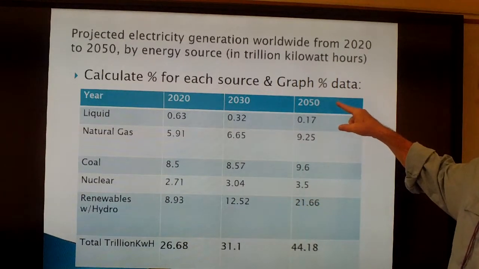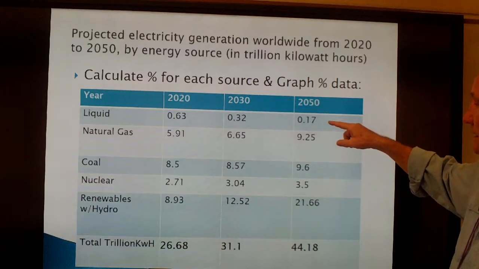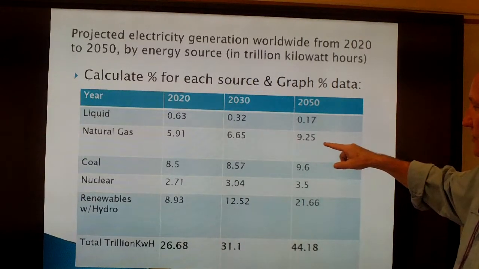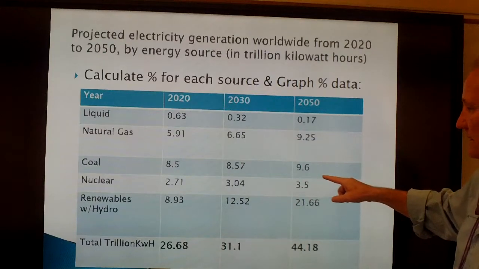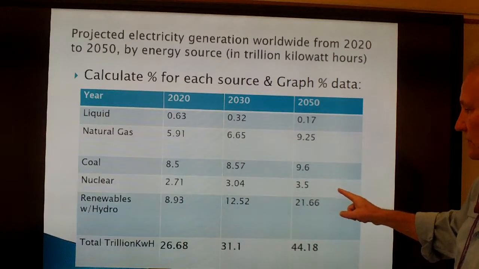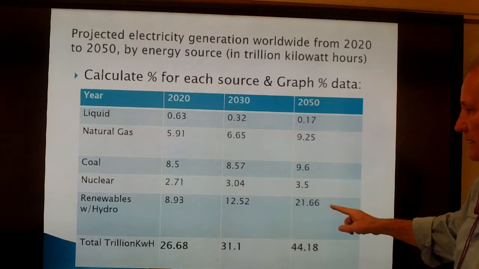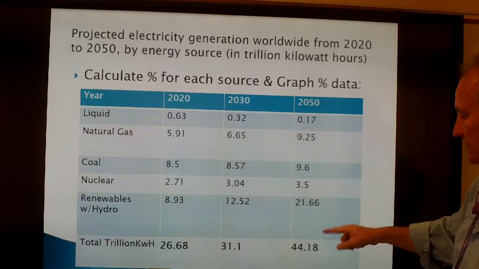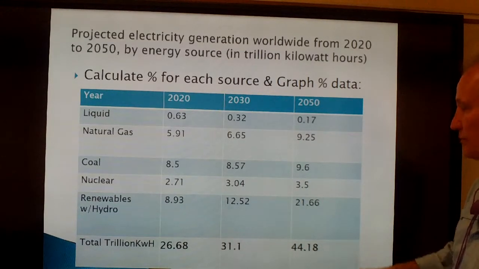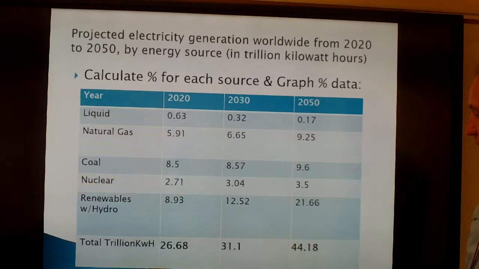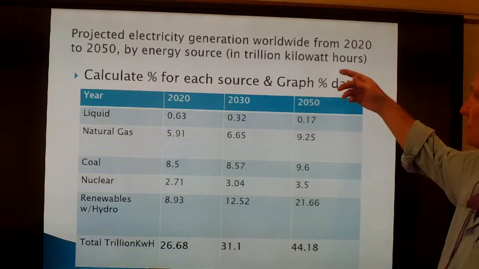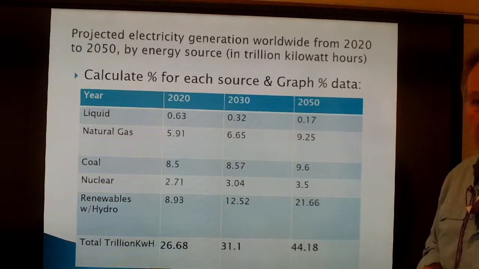Then by 2050, liquid is way, way down, natural gas is significantly higher, coal's a little bit higher, nuclear is a little bit higher, and renewables are much higher, but we are projected to use 44.18 trillion kilowatt hours of electricity.